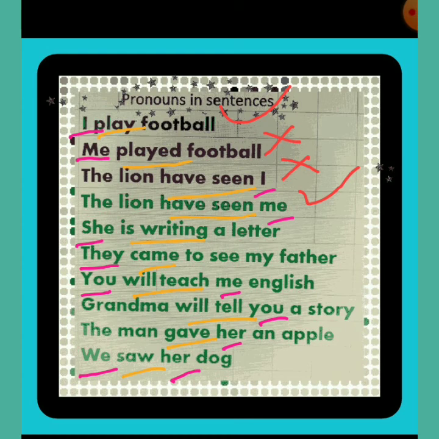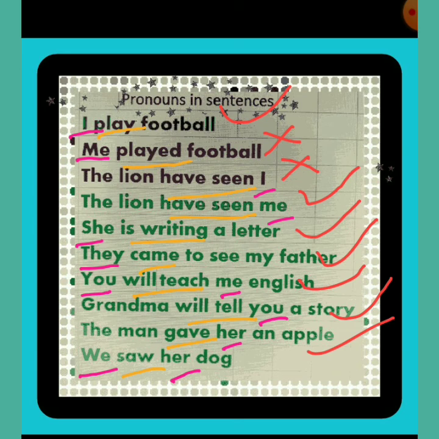And in the next one, she is writing a letter. She is the subject. They came to see my father. They is the subject here. You will teach me English. Here you is the subject. And in the next sentence, grandma will tell you a story. Here you is the object. So both the functions of you, as subject and object, you can see in these sentences. The man gave her an apple. Her is object here, objective case.